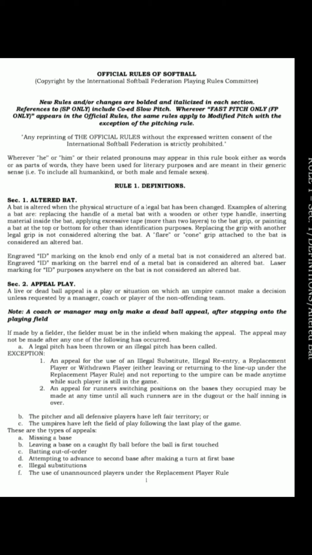The appeal may not be made after any one of the following has occurred. These are the types of appeals. First, missing a base. Second, leaving a base on a caught fly ball before the ball is first touched. Third is batting out of order. Fourth, attempting to advance to second base after making a turn at first base. Illegal substitutions, the use of announced players under the replacement player rule.